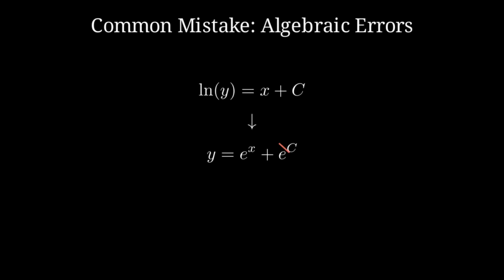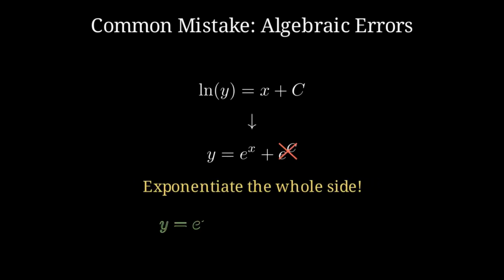Watch your algebra when exponentiating. If you have the natural log of y equals x plus c, then y equals e to the power of the entire side, x plus c. This simplifies to a constant a times e to the x, not e to the x plus a constant. Small algebraic slips can lead to very different functions.